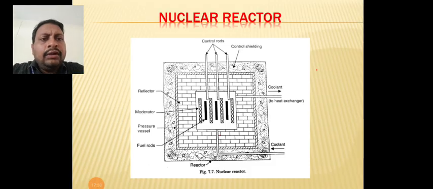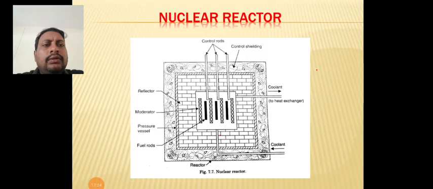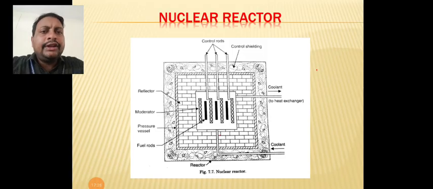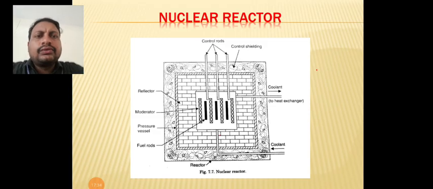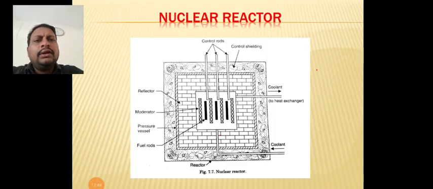Here we have fuel rods: uranium, in general uranium 235, cladded with zirconium, aluminum or stainless steel. Then we have control rods. I already told you, they control the rate of reaction. A large amount of heat will be developed and a large amount of neutrons will be produced, so to control the rate of reaction we use control rods.